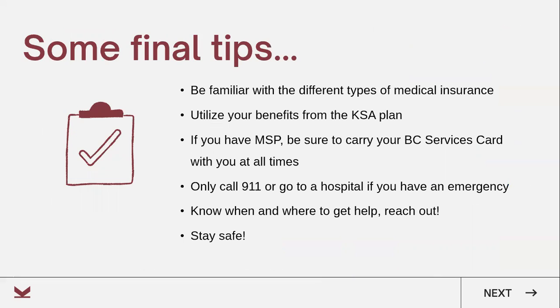So just some final tips. Make sure you are familiar with the different types of medical insurance. It will be very, very handy. Utilize your benefits from the KSA plan. So remember the extended health and dental plan that I was talking about. Some students usually are like, well, I won't need to fix my teeth, or I don't wear glasses, so I don't need that. But there are other very good and amazing benefits. So make sure you utilize it. Do not opt out if you don't have a comparable plan. If you do have MSP, just be sure to carry your BC Services Card with you at all times, because sometimes it gets treated as an identification card as well.